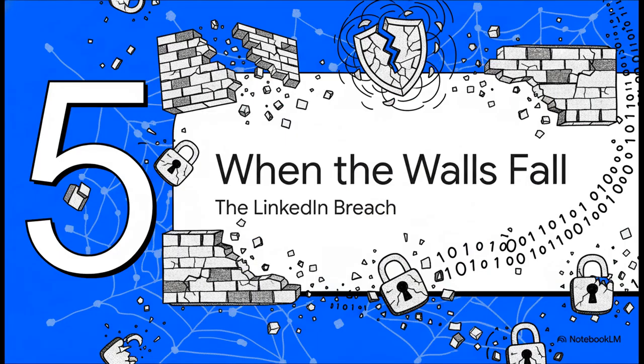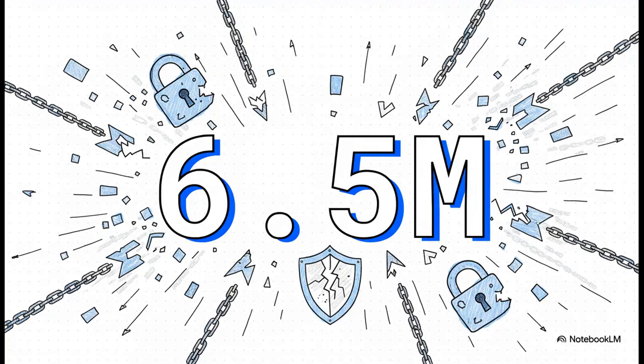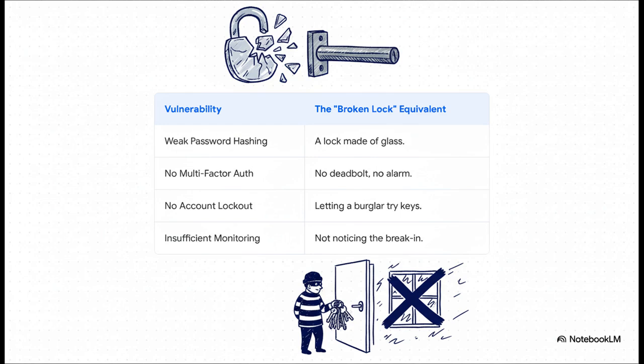Now, to see what happens when all of this goes wrong, we don't have to look very far. The LinkedIn breach from 2012 is just a perfect and pretty painful case study of what not to do. The initial number was just mind-blowing. 6.5 million. That's how many user password hashes, basically scrambled versions of passwords, were stolen and just dumped online for everyone to see. It was a complete and total failure of that digital front door for millions and millions of people.